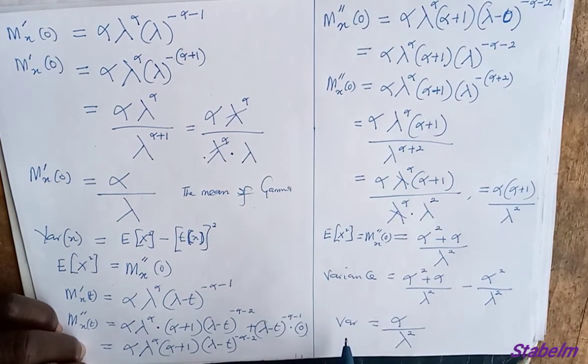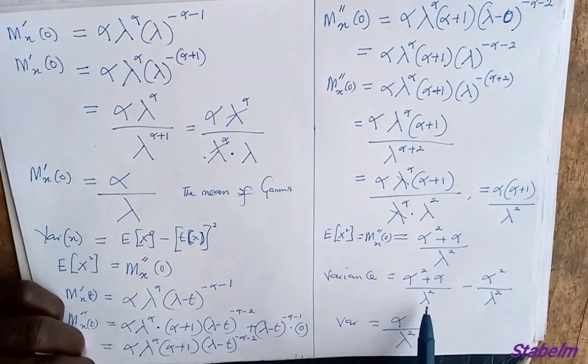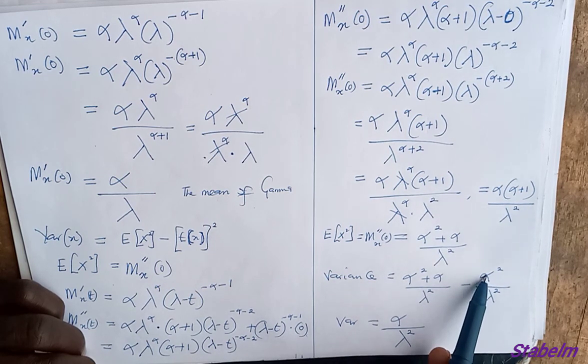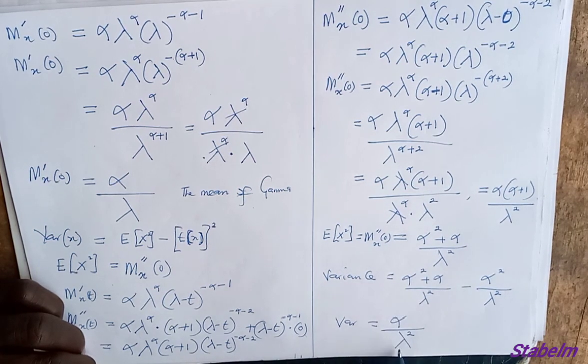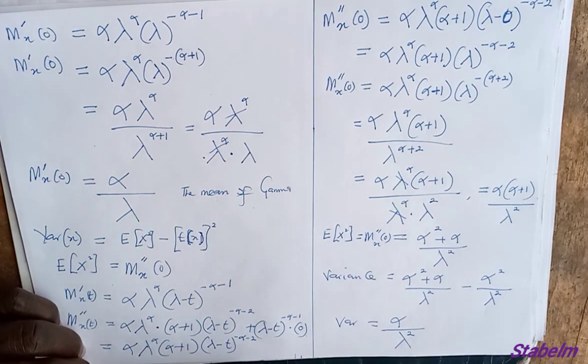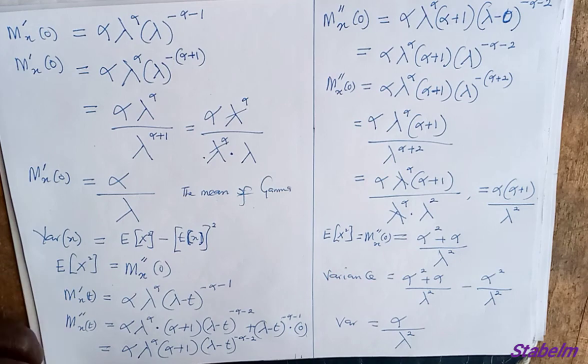So this is the variance of gamma distribution. And what we mean is, you have lambda square, lambda square. When we take the LCM, this alpha square will cancel this alpha square. So what remains here is alpha. So this is the alpha, then we have the LCM, which is lambda square. So this is how to find the moment generating function, mean and variance of gamma distribution.